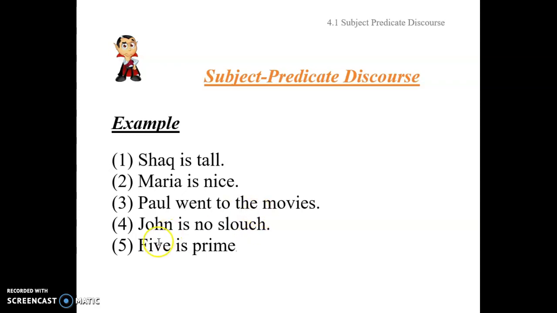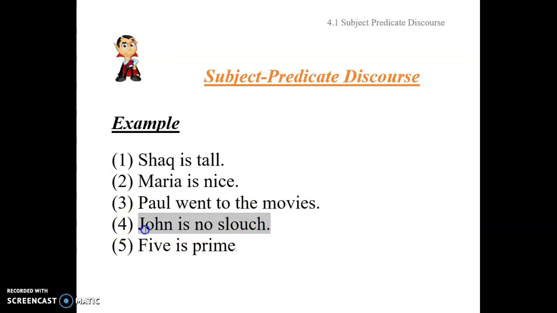Okay, 5 is prime. All right, these are all subject predicates. So notice every one of these sentences has a subject. The subject of this one is Shaq. The subject of this one is Maria, Paul, John, the number 5. Okay, and they ascribe a property to these subjects. In the case of this one, we ascribe the property or the predicate is tall to Shaq. Okay, and is nice to Maria, and something Paul did there. So it's subject predicate discourse. It's ascribing a property to a thing.